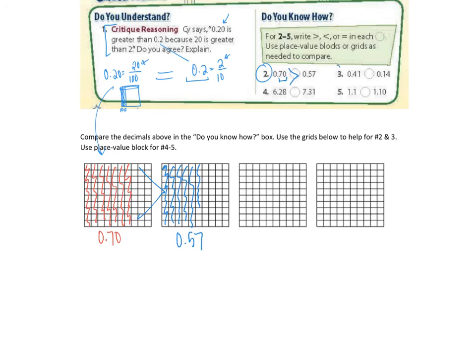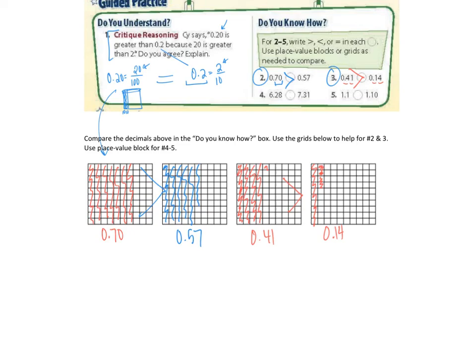For part 3, we want to compare 41 hundredths, and they flip-flop the digits, trying to mess with you a little bit. It's just showing that the order is really important. So there's 30, there's 40, there's 41 hundredths. We want to compare that to 14 hundredths. Visually you can see that 41 hundredths is bigger than 14 hundredths. So we're going to have our inequality like that.